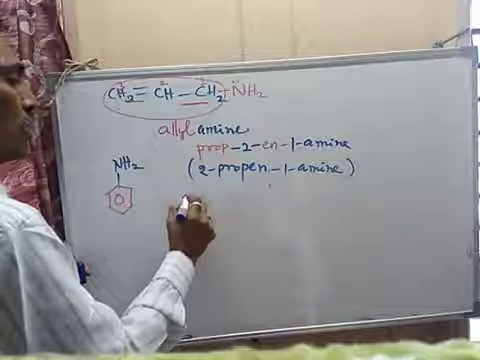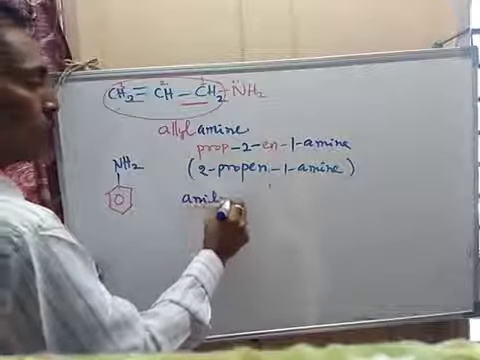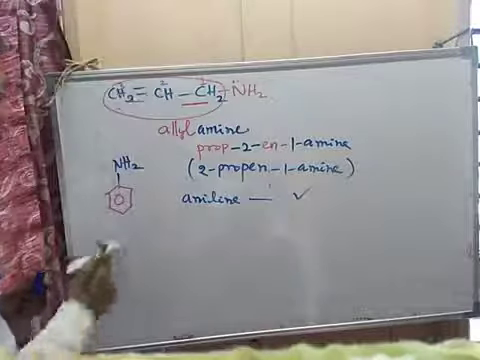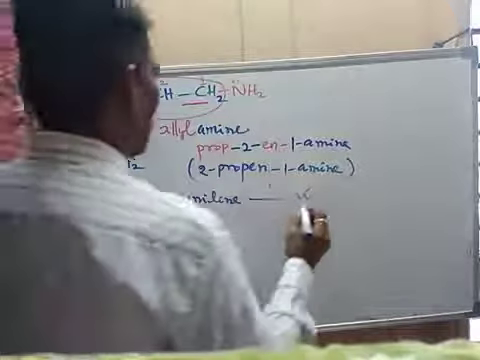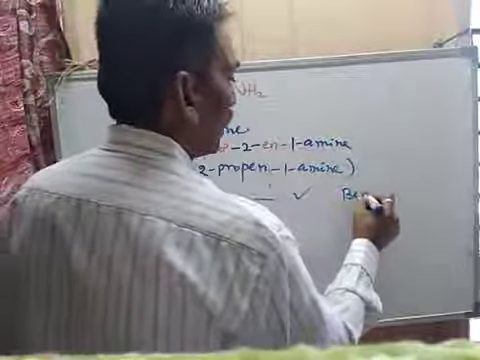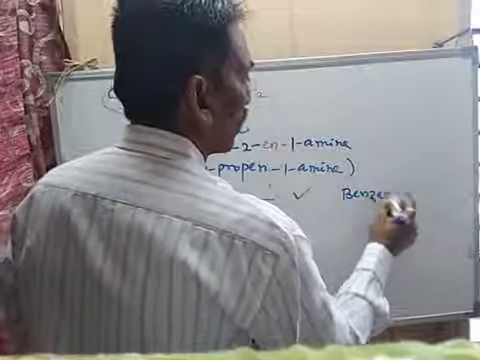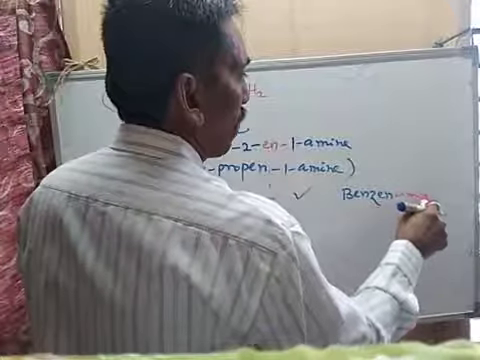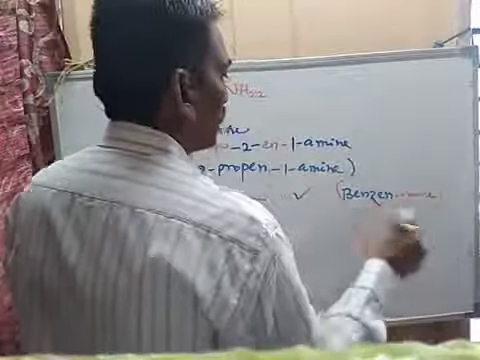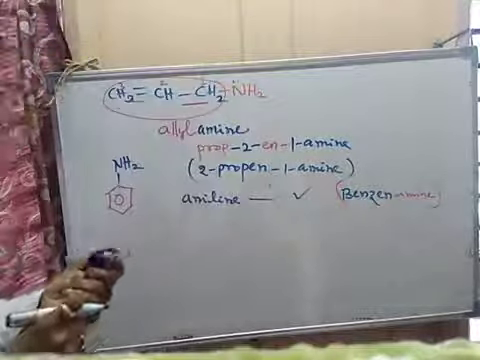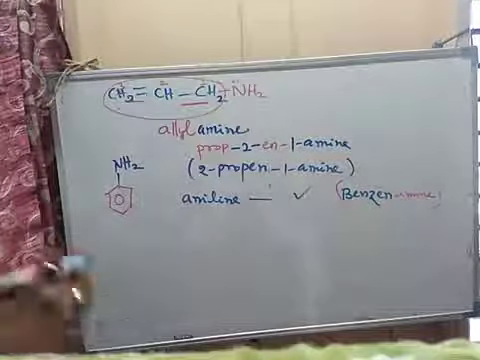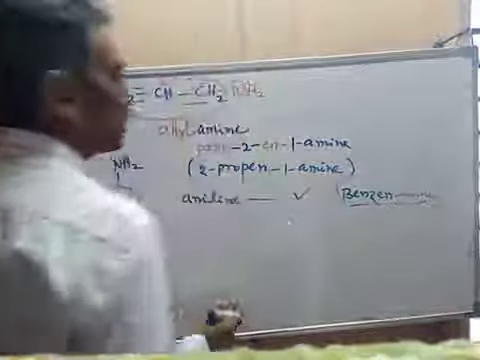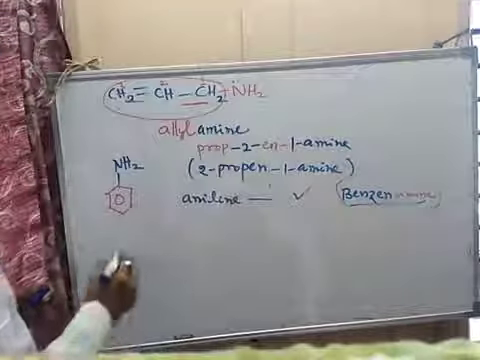And the well-known common name is aniline. This aniline is also accepted as an IUPAC name. Along with that, one more name is suggested, that is benzene amine. But largely we are discussing only aniline as the common name as well as the IUPAC name. Sometimes, to confuse the student, benzene amine is given.